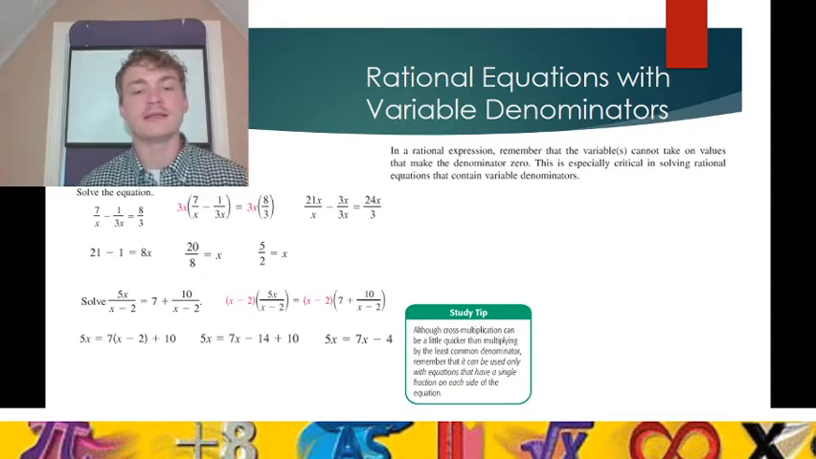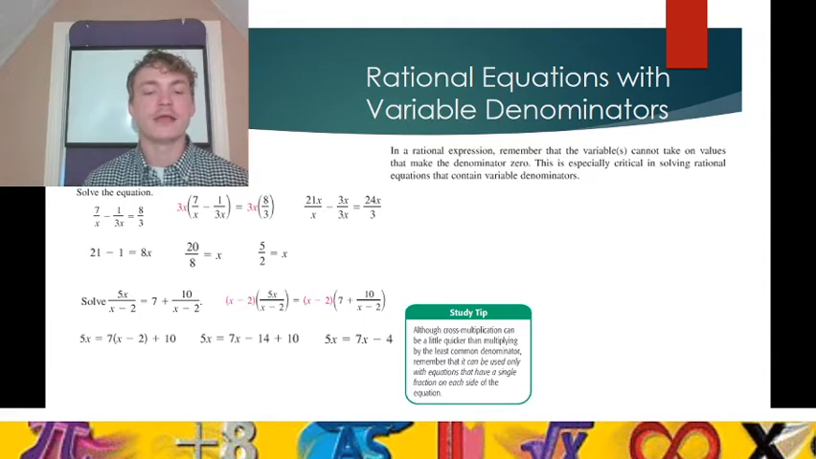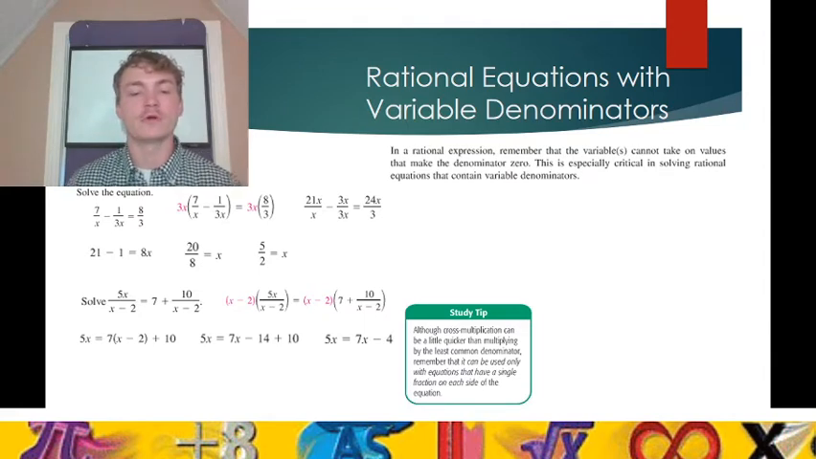By subtracting 7x on each side of the equation, 5x minus 7x is negative 2x. And on the right-hand side, we have negative 4. For our new equation, negative 2x equal to negative 4, dividing each side by negative 2, x is equal to negative 4 divided by negative 2, which is positive 2. We get a solution of positive 2. That is our solution to this rational equation.